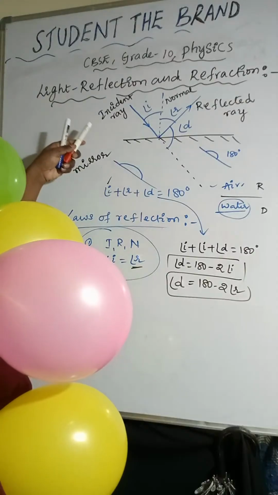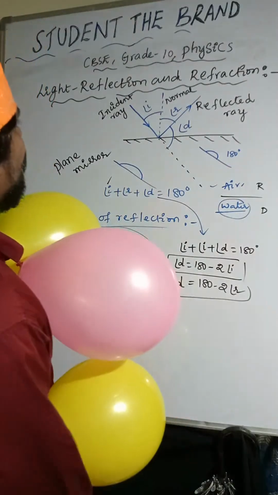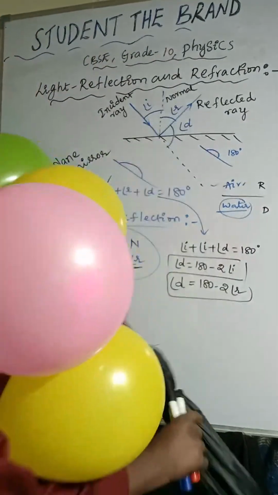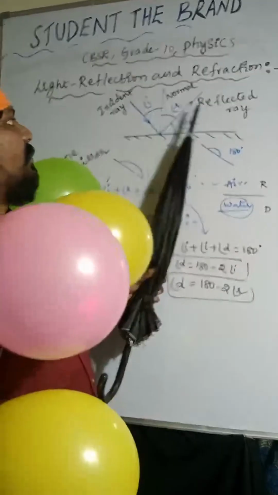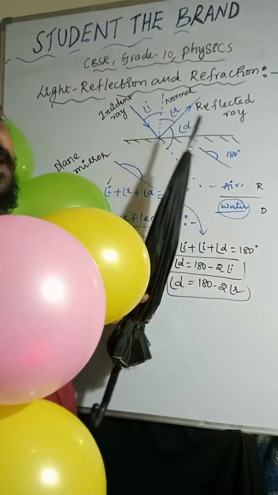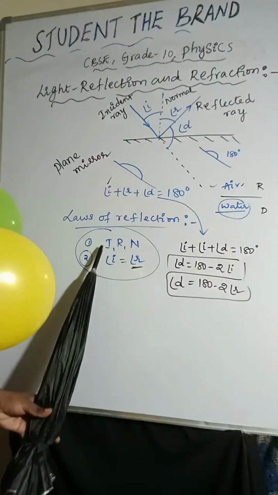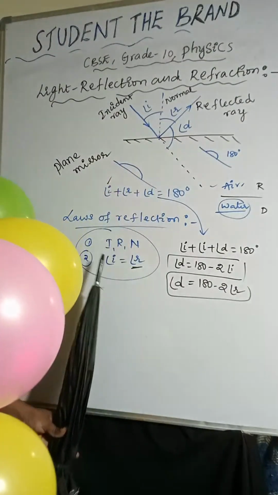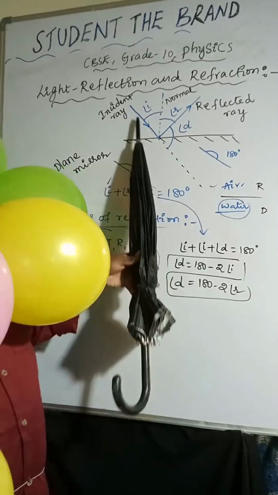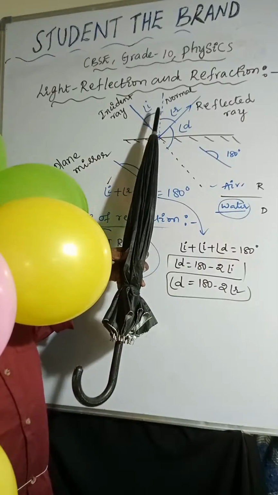So this is about the reflection phenomenon. The bouncing back of the light from the reflecting surface is called reflection of light. Coming to the laws of reflection: the incident ray, reflected ray, and normal lie on the same plane, and angle of incidence is equal to angle of reflection. So here, this linear angle is 180 degrees, which includes angle of incidence plus angle of reflection.